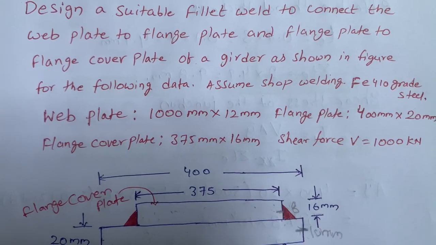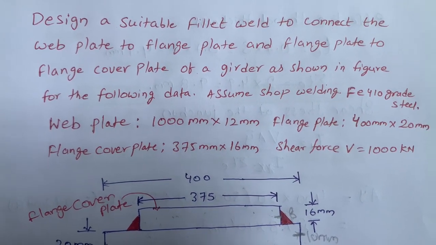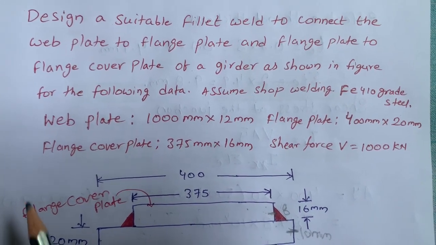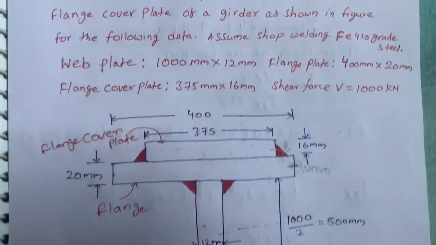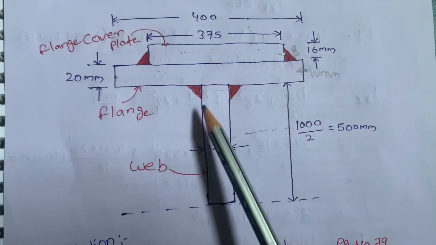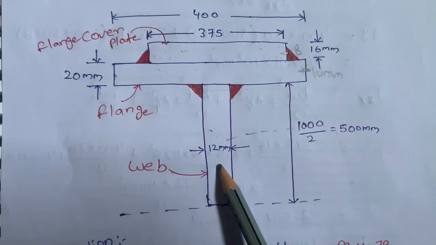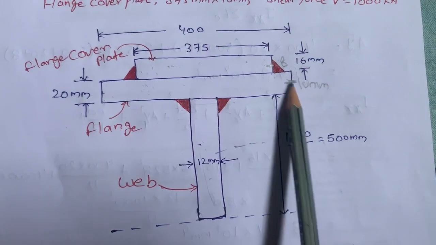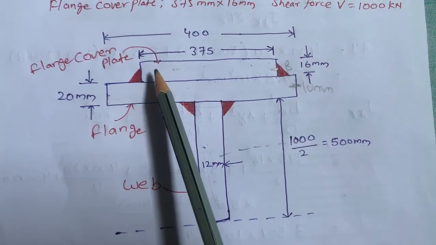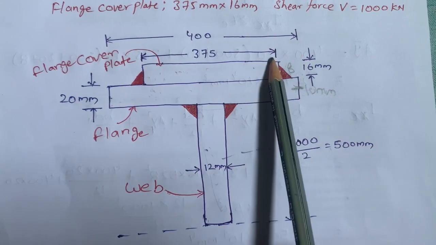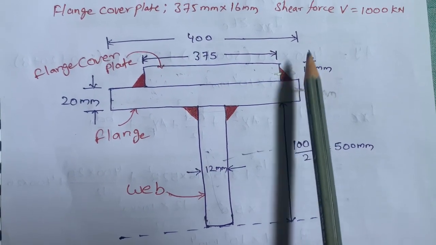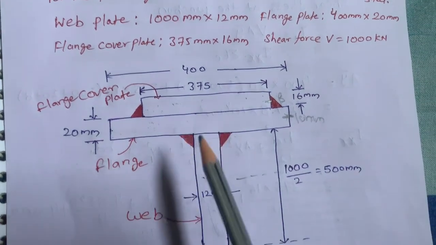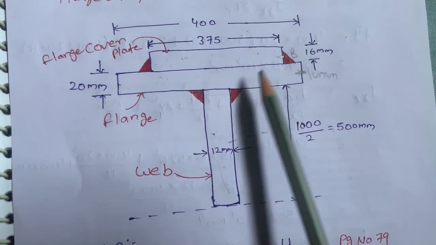Hello everyone. Now I am explaining about a fillet weld problem, another example problem using this data. We have the web plate, 1000 mm by 12 mm, the flange plate, 400 mm by 20 mm, and the flange cover plate, 375 mm by 16 mm, and the shear force V equal to 1000 kilonewtons. Using fillet weld, we need to connect these three plates.